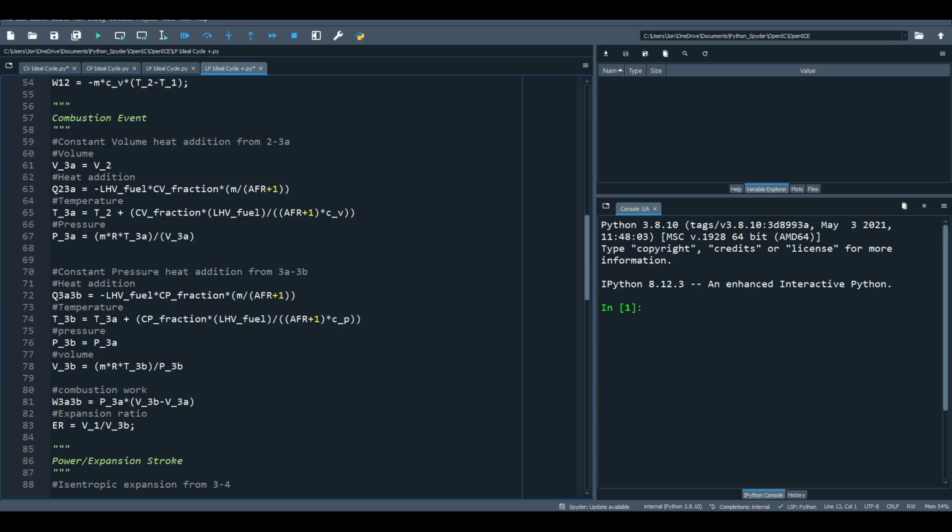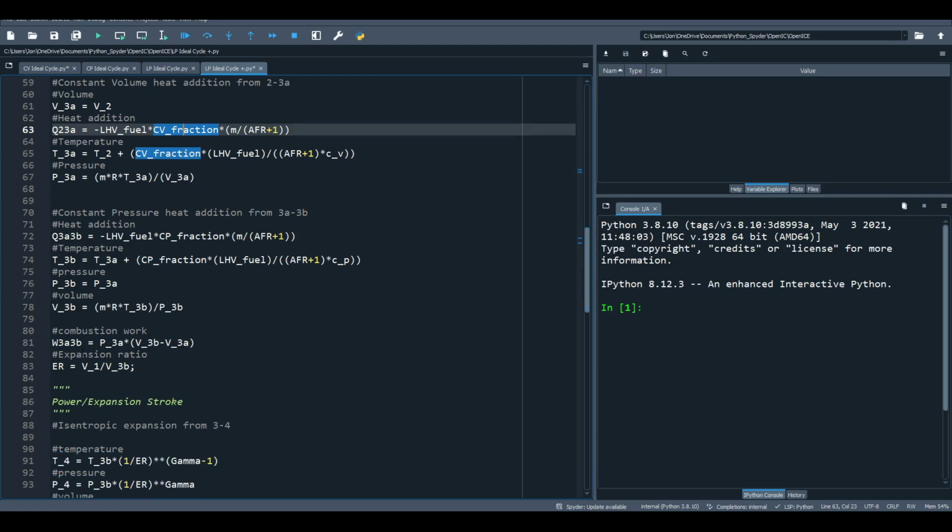So this is just like the Otto cycle. This is just like the diesel cycle. The main change here is that we're putting these CV and CP fractions into the equations where fuel mass would be. So it's basically just dividing the overall mass by the mass for that particular section.